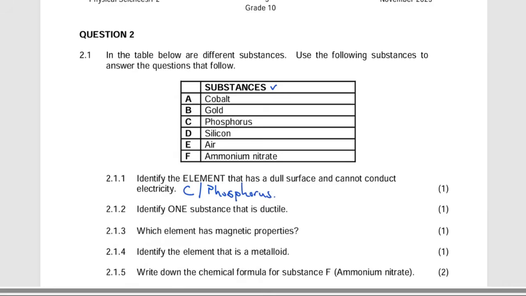Then 2.1.2 says, identify one substance that is ductile, right? By ductility, we say it's a substance that can be pulled into wire, something that can be pulled into a wire.